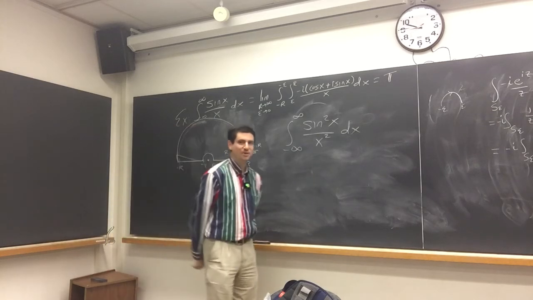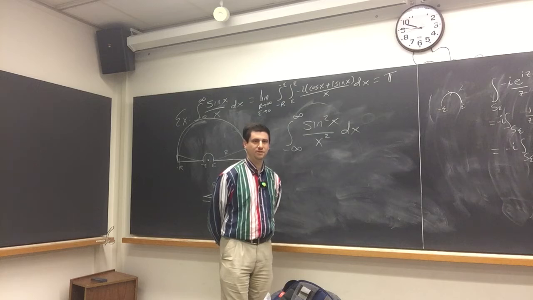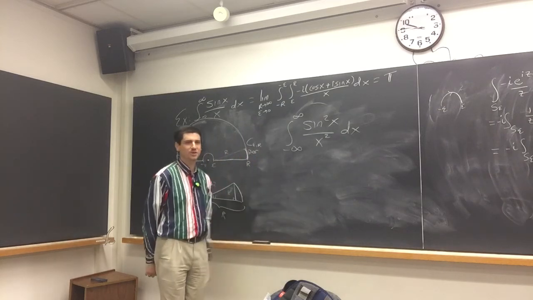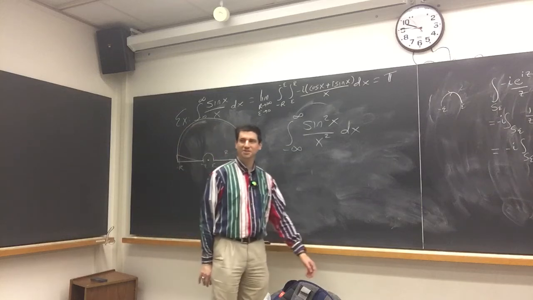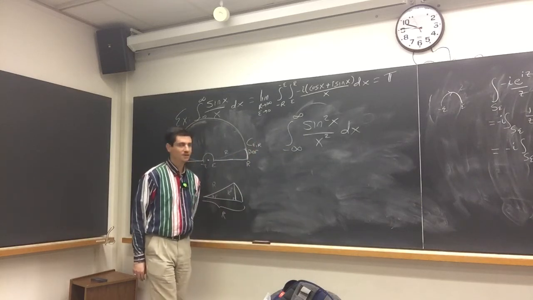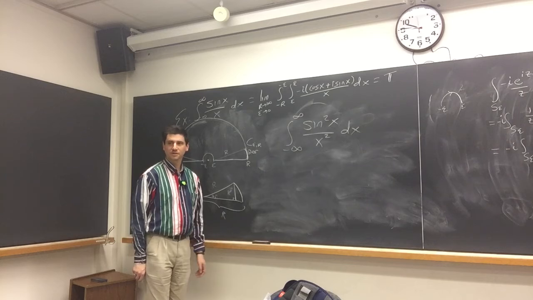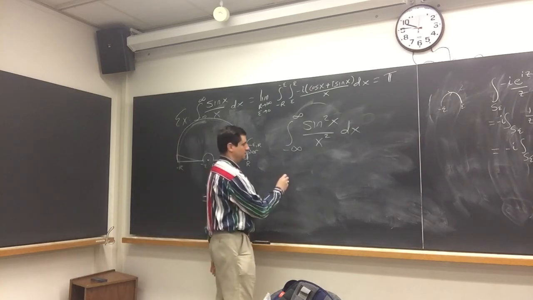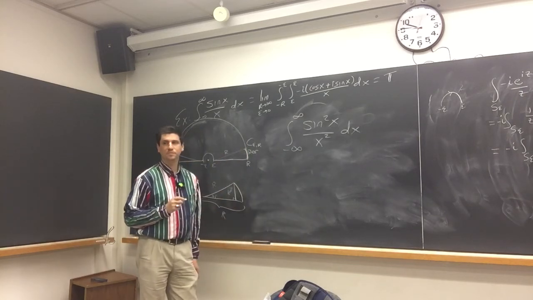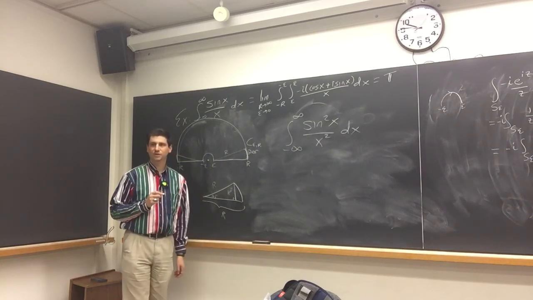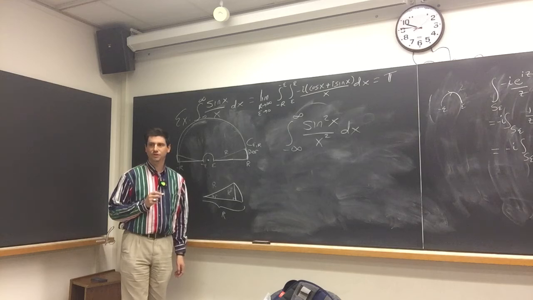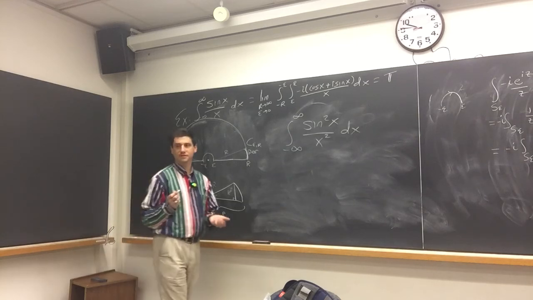Based on what we've learned today, how might you attack this? You should be able to give two ways you can attack this. Maybe substitute sine squared of z, writing sine as e to the iz minus e to the minus iz over 2i. So square sine of z, yeah.